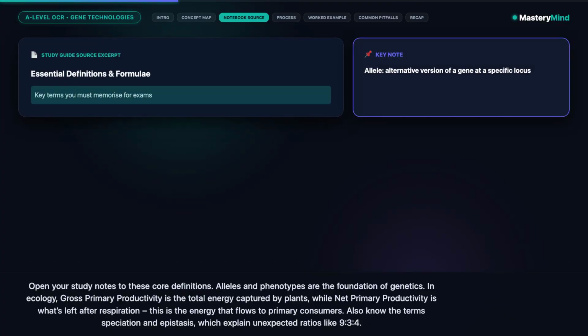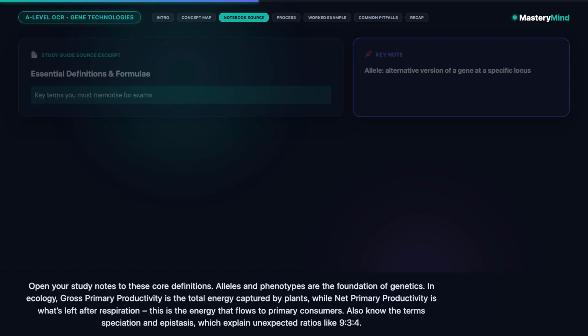Open your study notes to these core definitions. Alleles and phenotypes are the foundation of genetics. In ecology, gross primary productivity is the total energy captured by plants, while net primary productivity is what's left after respiration. This is the energy that flows to primary consumers. Also know the terms speciation and epistasis, which explain unexpected ratios like 9:3:4.